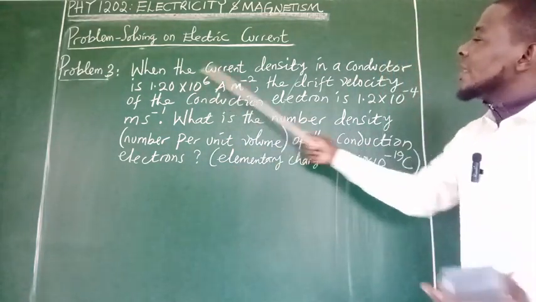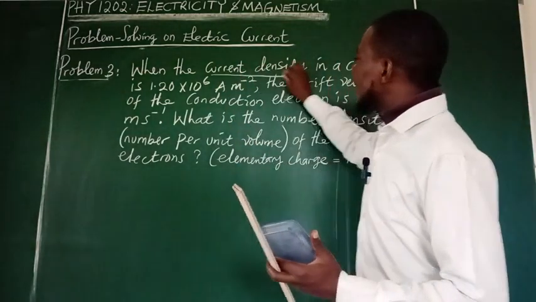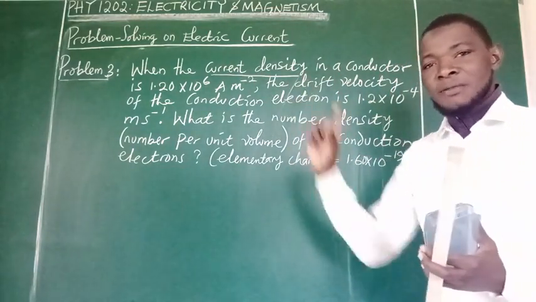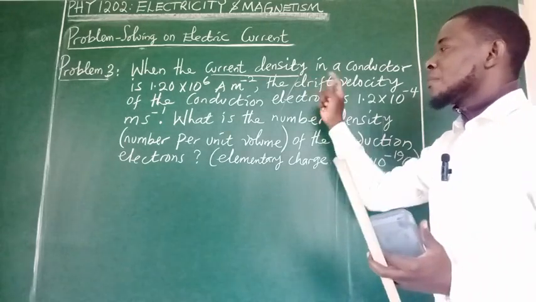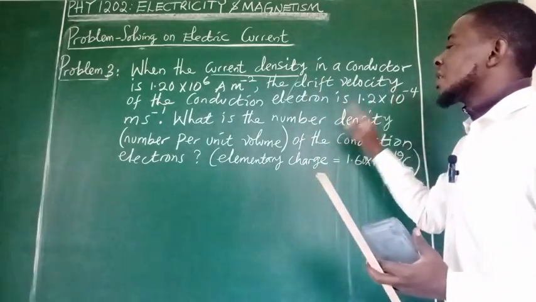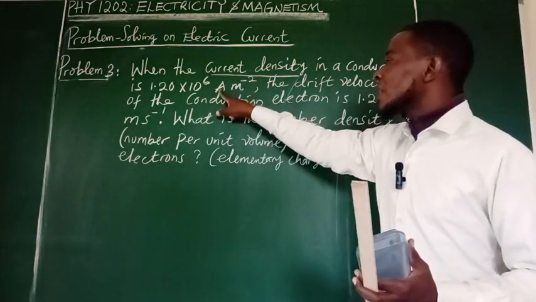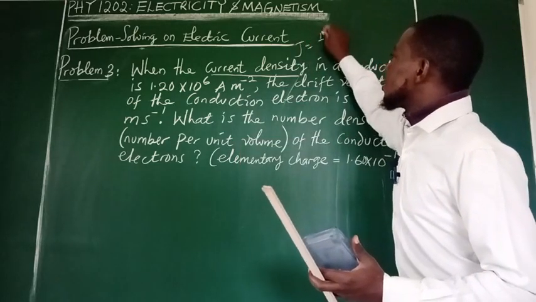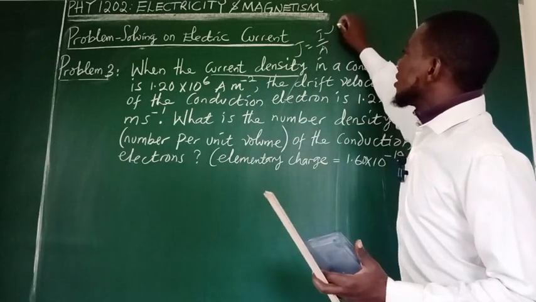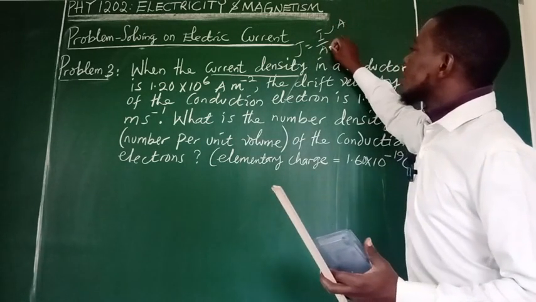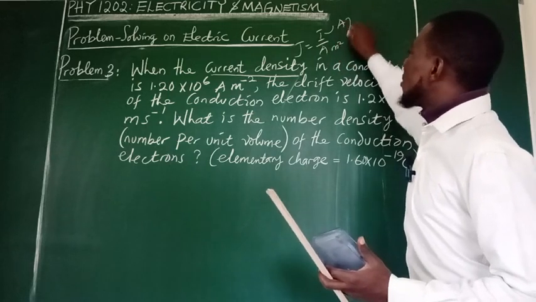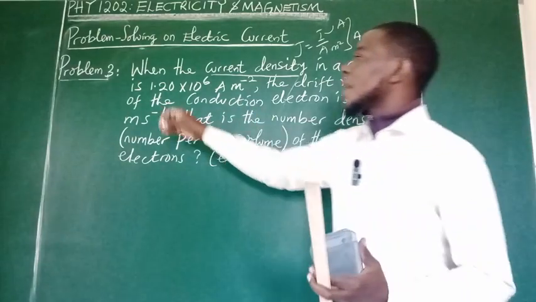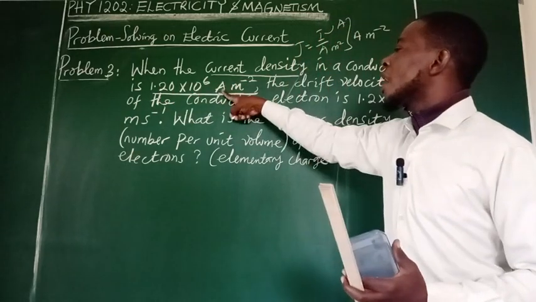Okay, remember we say current density is when you divide the magnitude of current by the cross-sectional area. Current in ampere divided by area in square meter. This is why we have ampere per square meter, because current density is J and J is I over A. This I, current, is in ampere, and cross-sectional area is in square meter. When you combine these two units, you have ampere per square meter.